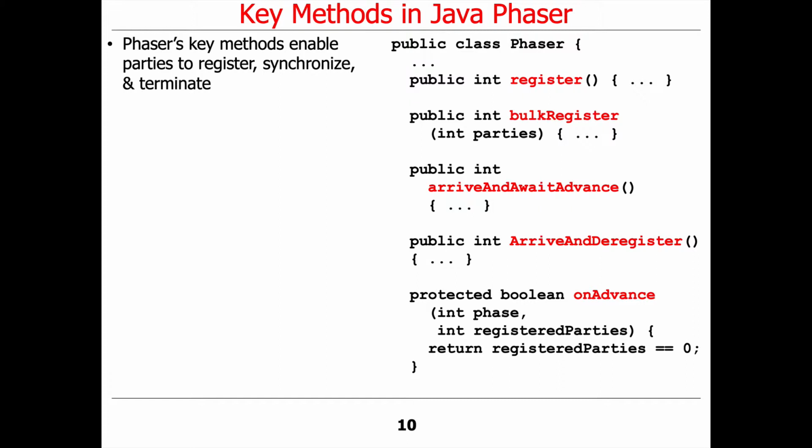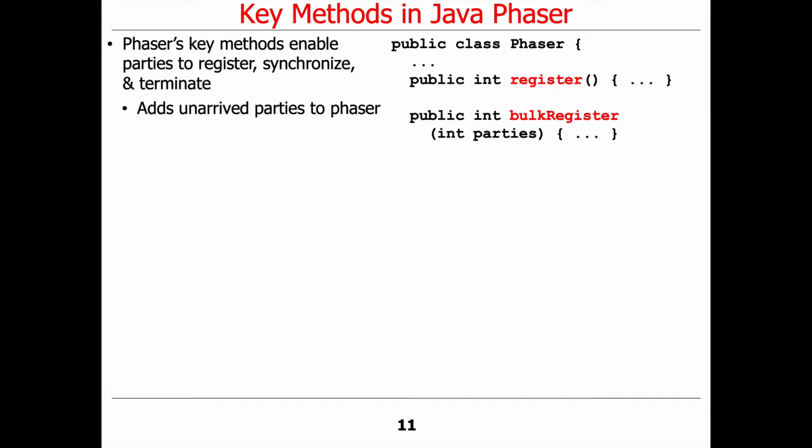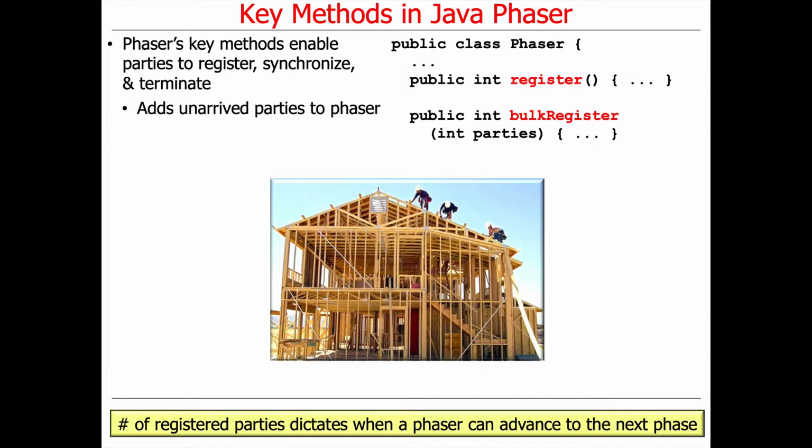Phaser also defines many methods that enable parties to register, synchronize, and terminate a phaser. Here are several methods that are used to register unarrived parties to a phaser. One of these methods, register, just goes ahead and registers one party, whereas bulk register will go ahead and register many parties. The number of registered parties dictates when a phaser can advance to the next phase. Going back to the analogy of the work crew, there might be a policy that says the work crew can only start to do the roofing when 7 roofers show up. Or perhaps you can only start to do plumbing when 5 plumbers show up.